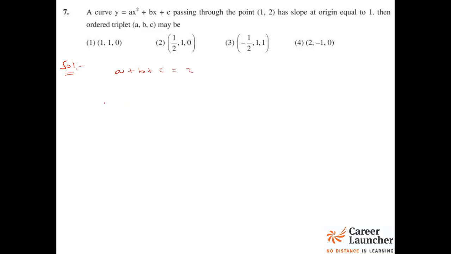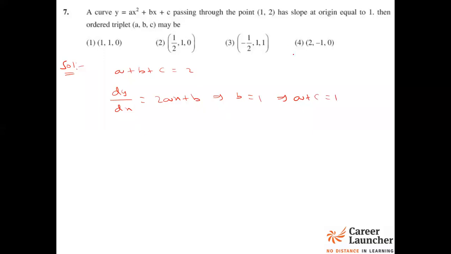Next, slope at origin. How to find slope? By finding dy by dx. What is dy by dx? It will become 2ax plus b. Now at the origin, substituting x is equal to 0, we get b is equal to dy by dx at origin. Slope is given as 1. So from this we get b is equal to 1. Substituting b is equal to 1 in the first equation, we get a plus c is equal to 1.